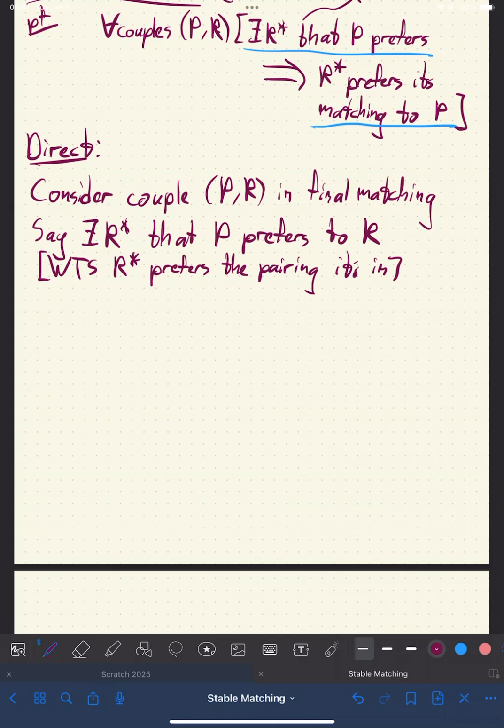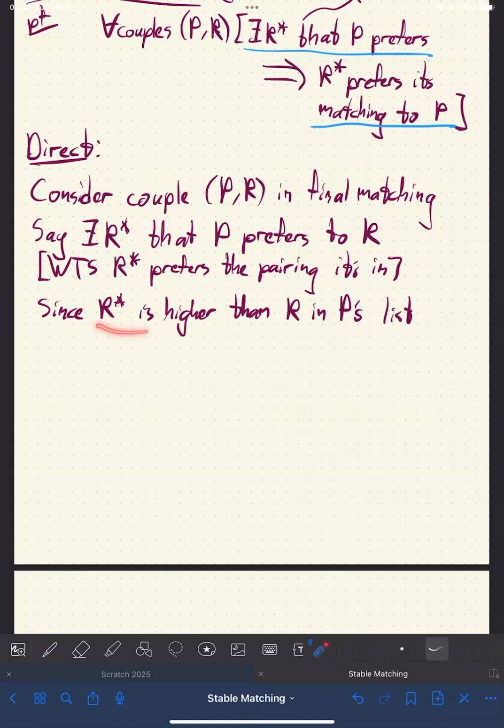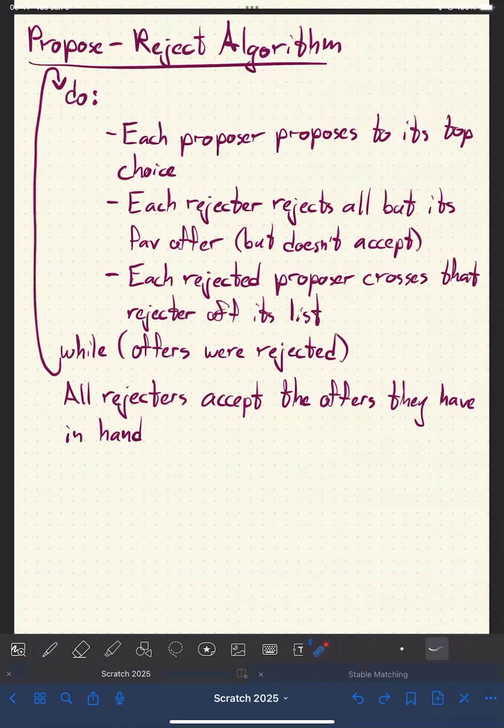So what do we know? Since R star is higher than R in P's list, right? We know this. We know R star is higher than R in P's list because P prefers R star to R. And by the definition of the algorithm, P proposes to its top choice always. It crosses things off that list, but it's always going down the list.